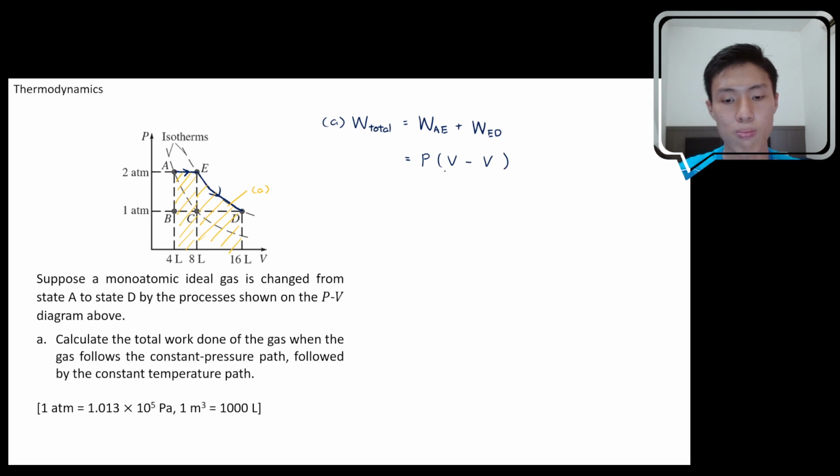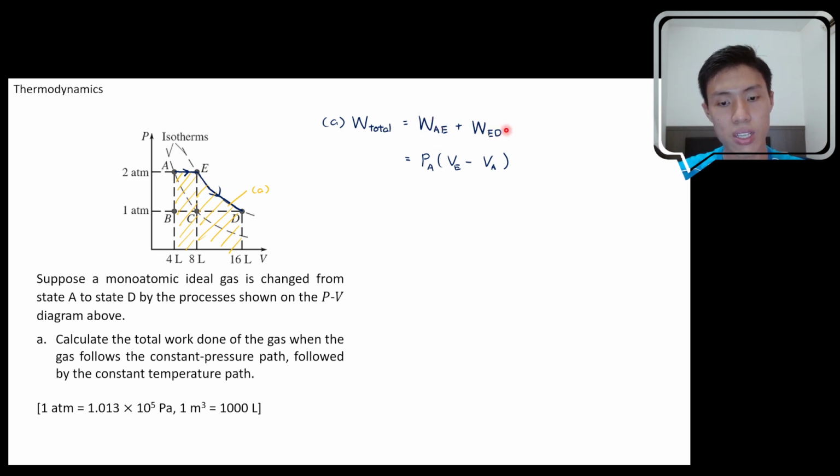But for P, any pressure will do, either A or E, they have the same pressure, which is 2 atmosphere, so you can just write either one of them, pressure A maybe. Then you take final minus initial. You're going from A to E, so A is initial, E is final, so V final is E, V initial is A. Okay, so that's for your work done for AE.